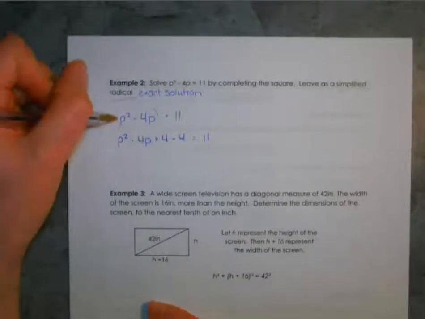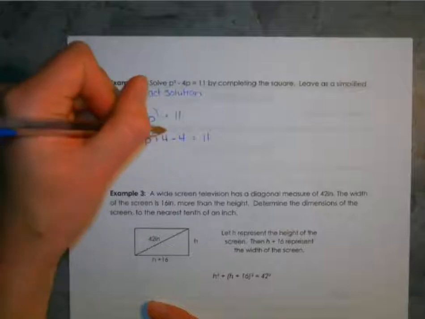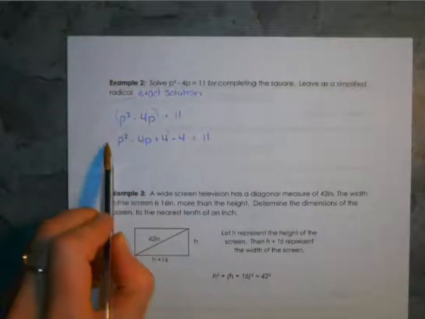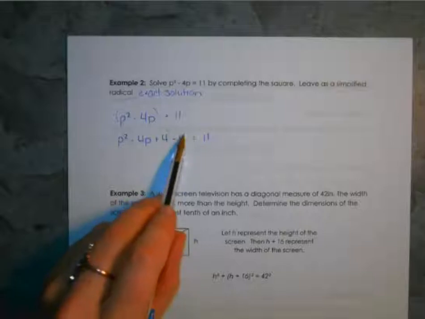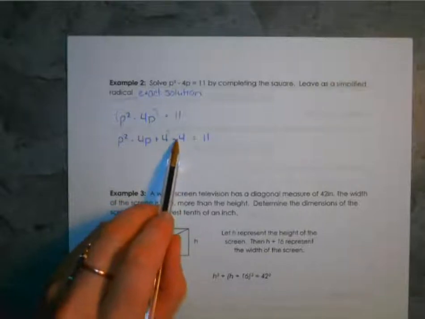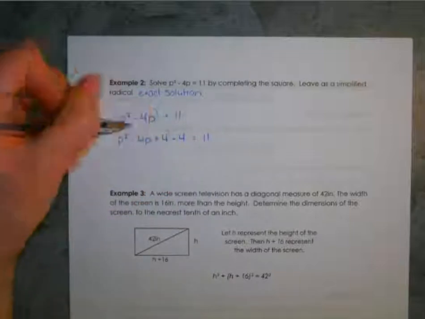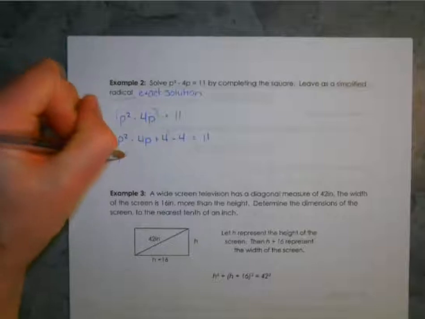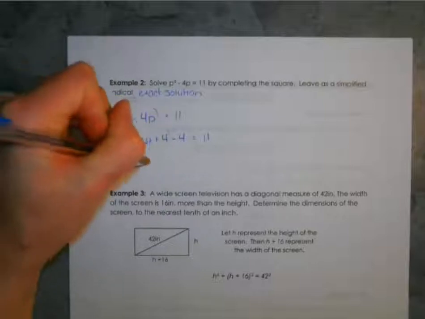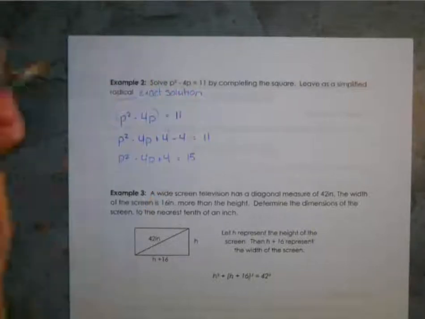Okay, then all I need to do is get my trinomial together. Because I don't have an a value out here being multiplied by anything, this 4 can stay the same. If I want, in the next step I can move it over to the other side by adding it to 11, and then I'm left with my trinomial here. P squared minus 4p plus 4 equals 11 plus 4, which is 15.